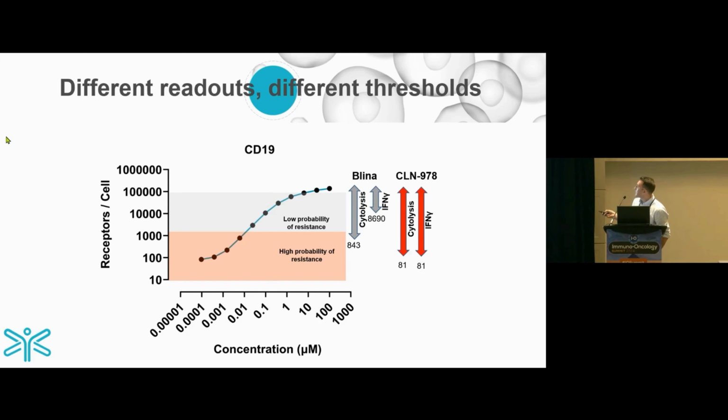The interferon gamma response, you need a lot more receptors per cell to drive that other effector function. Whereas in comparison, with the Clinton molecule, we see cytolysis as low down as 81 receptors per cell, and that interferon gamma response is very effective at that level as well. So this molecule is very potent. In an ideal world, if you're worried about the high probability of resistance, then we would expect this molecule to hopefully be a bit more effective.